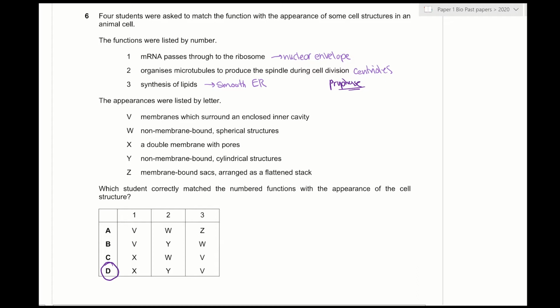Going back to the letters, X is a double membrane with pores, and this is the nuclear envelope. Y, non-membrane bound cylindrical structures. As we all know, microtubules are cylindrical structures. Therefore, Y is going to be correct. V is membranes which surround an enclosed inner cavity. This enclosed inner cavity are tubules, and these tubules is what forms the smooth endoplasmic reticulum.